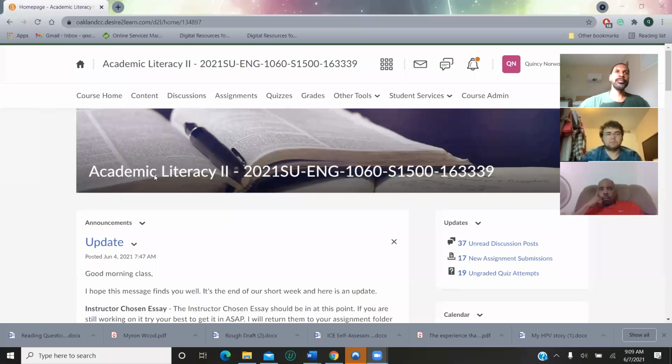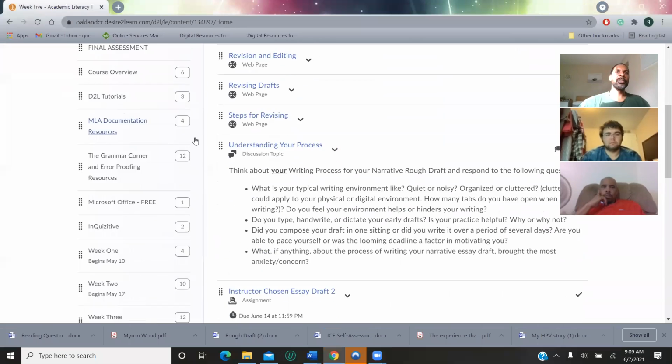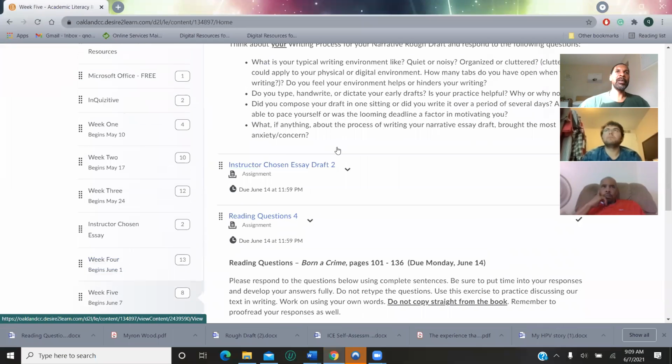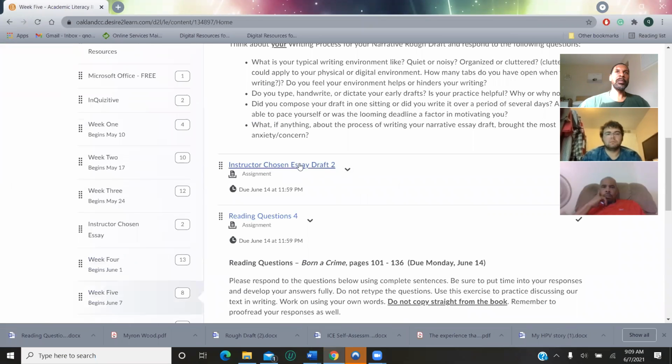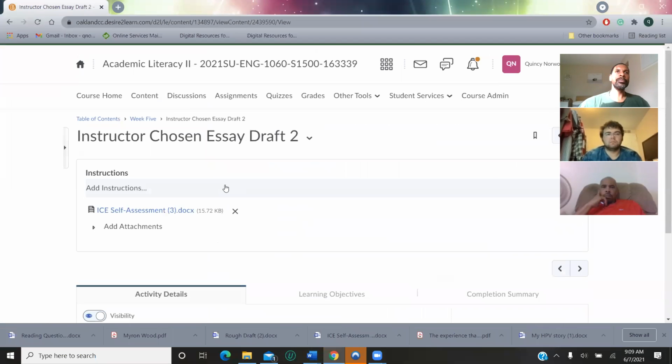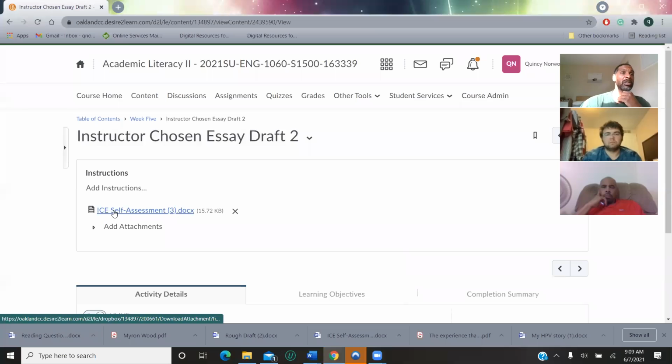Now, here's something that's thrown into the mix for draft number 2. If you look into the week 5 module, you'll see an assignment folder for draft number 2, but there's a couple things I want to show you. You can follow along with me if you don't have your D2L open. If you click on week 5 and then you click on instructor chosen essay draft 2, you're going to see this document, instructor chosen essay self-assessment.